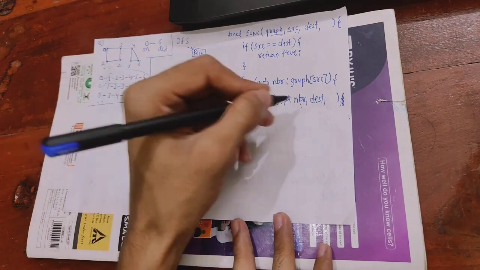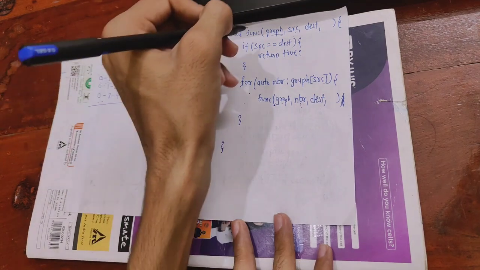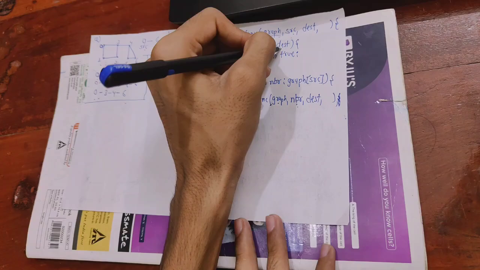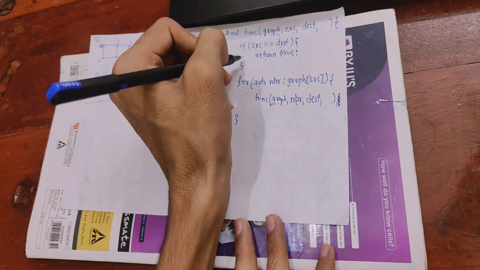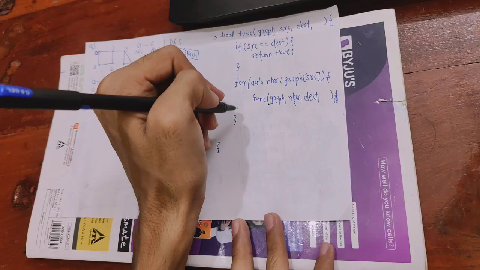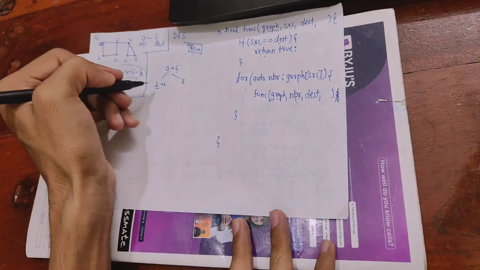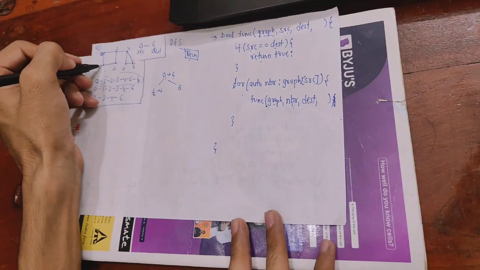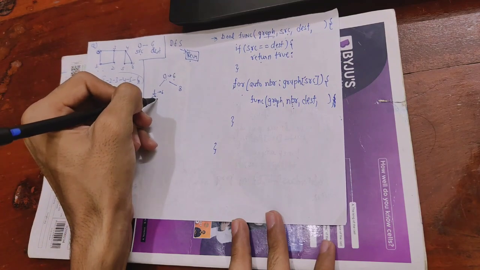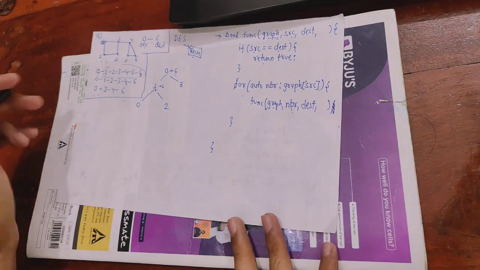So 1 becomes the source node and we need to go to 6, right? So we came here. Now we will check 1 is not equal to 6, so this will not run. Then we came to this point, so we need to check the neighbors of 1. So 1's neighbors are 0 and 2. So 0 and 2, right?